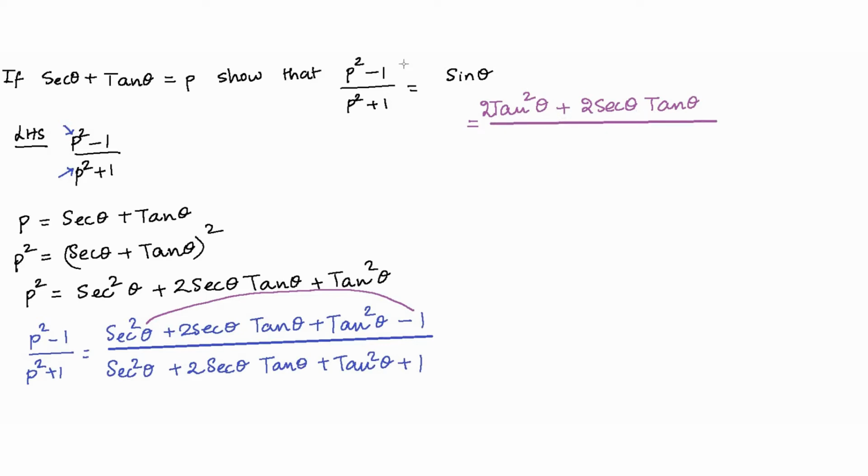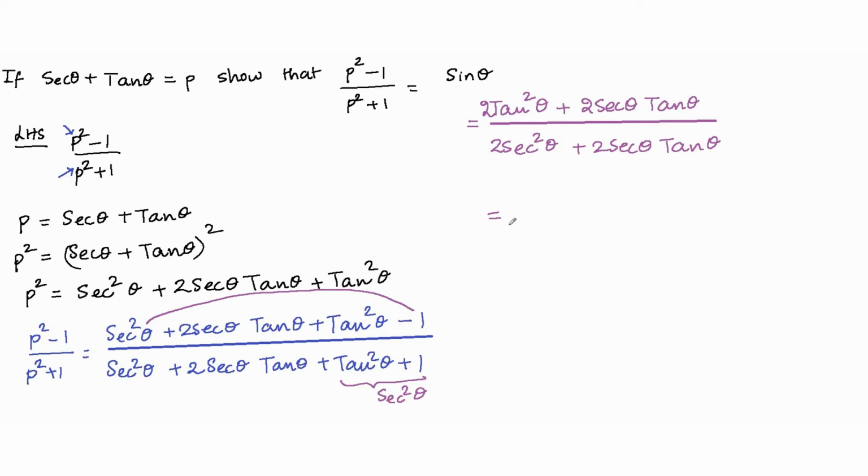let's look at the denominator. I have tan square theta plus 1. So tan square theta plus 1 is sec square theta. And sec square theta plus sec square theta is 2 sec square theta. So this is 2 sec square theta plus 2 sec theta tan theta. Right? So this is the simplified expression.